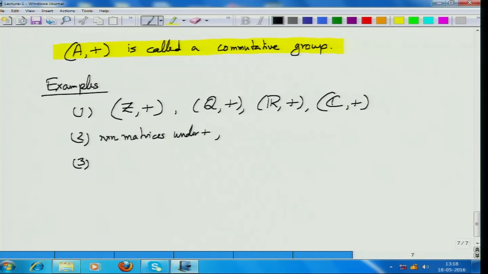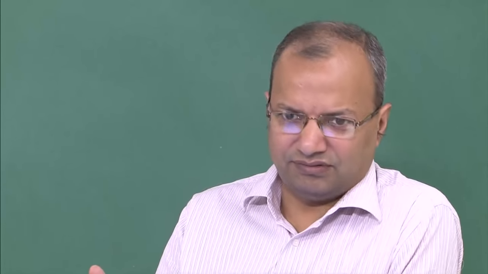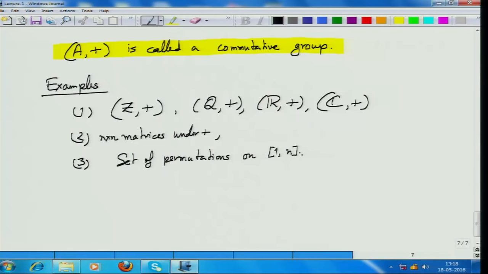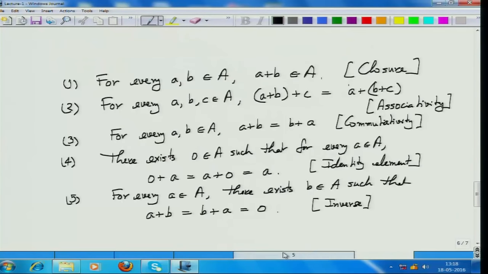Permutations, yes, collection of permutations. Look at the permutations on numbers 1 to n. Each permutation by definition is a mapping from 1 to n to itself, which is a 1-1 onto mapping. So what is the addition operation for permutations? How do you add two permutations? Compose, under composition. Composition of two permutations is a permutation. So let's just quickly go through all the properties. Closure is true. Associativity is true. Again, it's very easy to see.